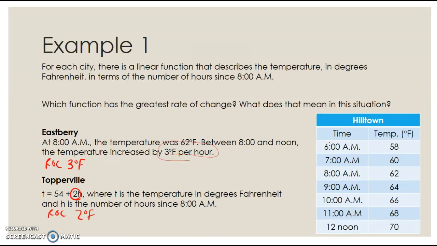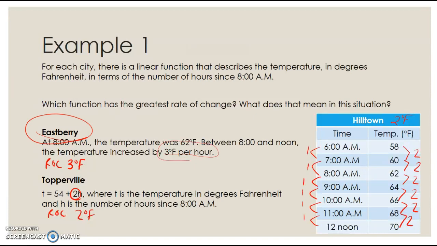And then we come over to Hilltown, and we have our times and our temperatures. And so we know that over here we're increasing by an hour each time. So these are all ones. And then over here, 58 to 60 means we increased by 2. 62 minus 60 gives us 2. 64 minus 62 is 2. 66 minus 64 is 2. 68 minus 66, etc. And so we end up with our rate of change for Hilltown is also going to be 2 degrees Fahrenheit. So it wants to know which function has the greatest rate of change.